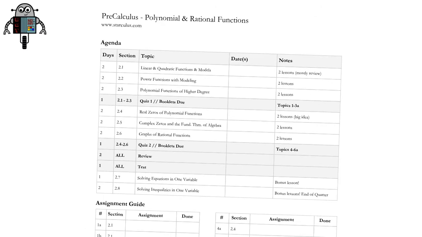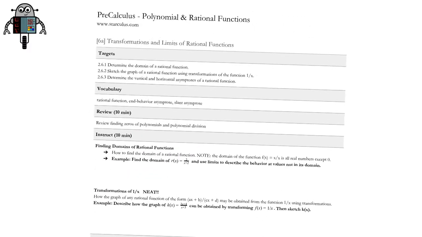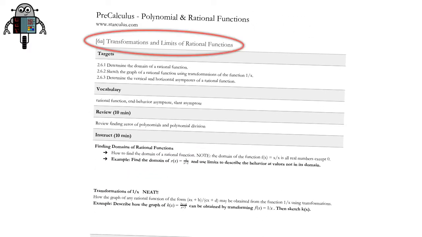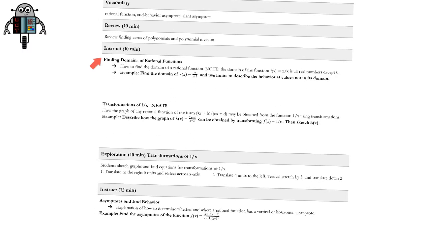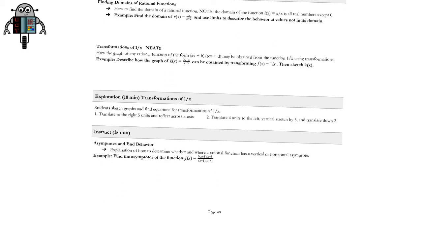Welcome to the first lesson of the sixth topic, Graphs of Rational Functions. Lesson 6a is all about transformations and limits of rational functions. We'll learn about finding domains of rational functions and transformations of the function 1 over x. We'll also learn about asymptotes and end behavior.